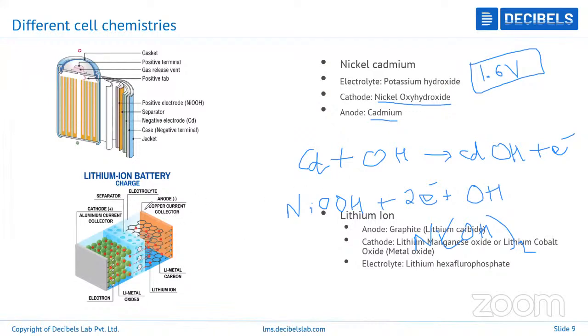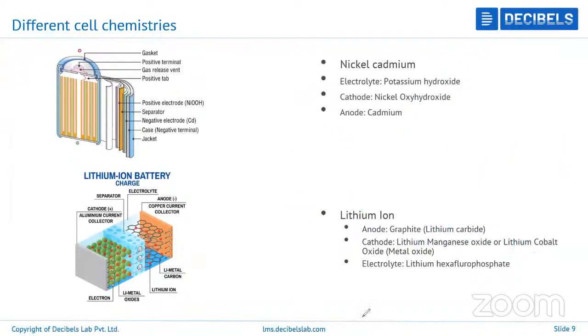And now coming to probably the most common example of today's electrical and electronic device applications, the lithium ion battery. Here you will see that the anode is made out of lithium carbide.